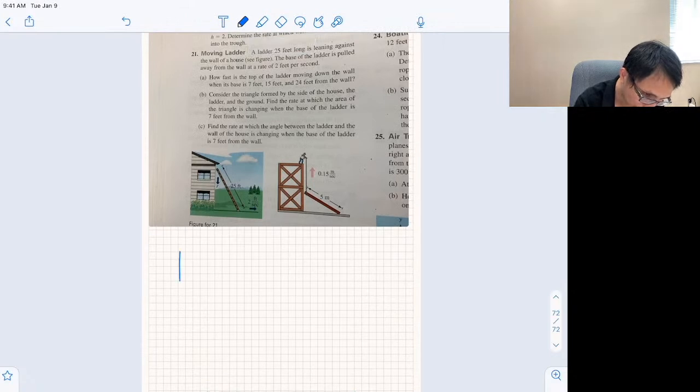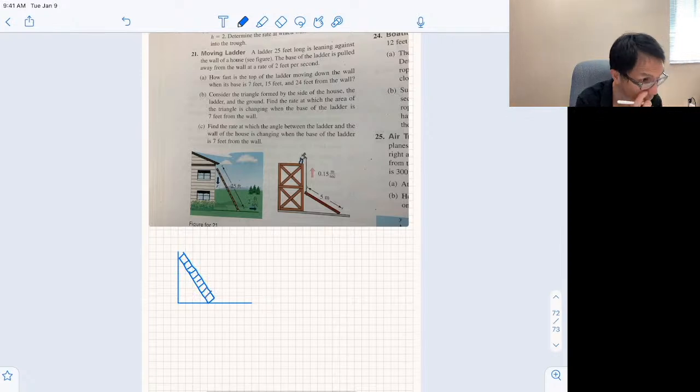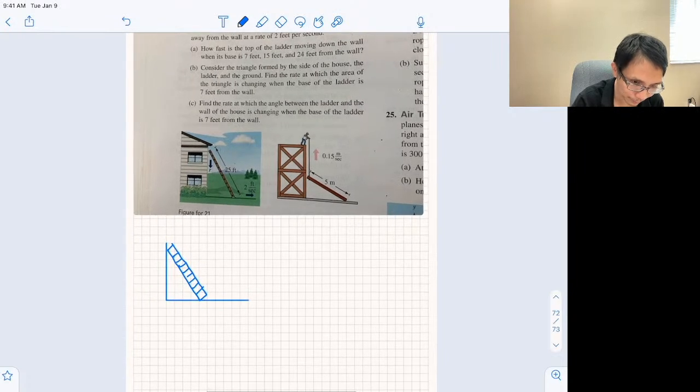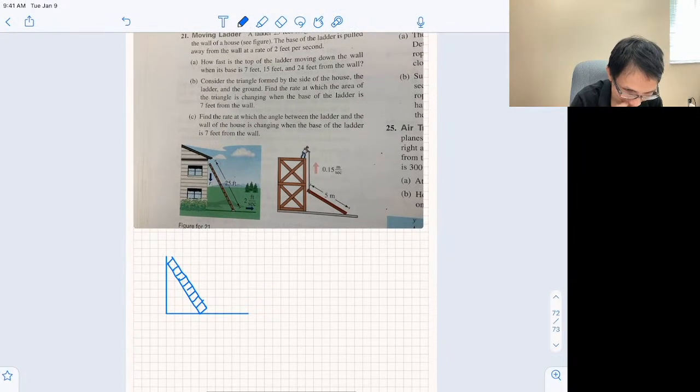So let's just draw a picture again. The wall is supposed to be 90 degrees. The ladder is going to be like this. You don't need to draw a perfect picture, because in the past I have had people try to draw a perfect picture on the test. You spend 20 minutes on the picture, and that's bad. So this thing is pulling away at 2 feet per second.